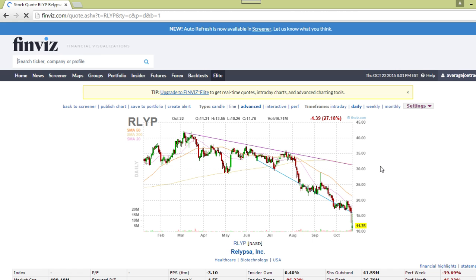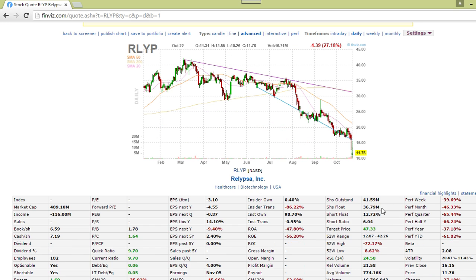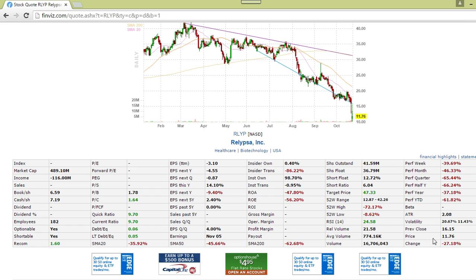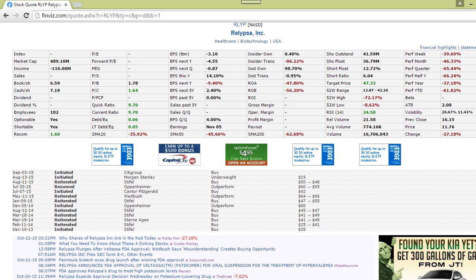RLYP. See, this one had a nice move today. 4.39, it gapped down. The float's where I want it. It traded 16 million shares today, and the average volume is 774,000. So this will be a good candidate for me for another move tomorrow. So I'm going to go to my daily chart.